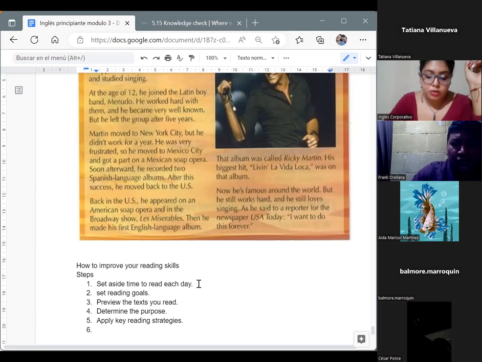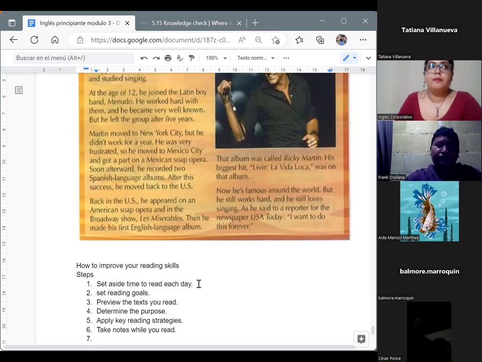Then, take notes while you read. Esto es bastante sencillo. Vamos a tomar notas mientras leemos. Puede que nos lleve mucho tiempo, ¿verdad? La lectura, sí, estamos haciendo estas notas, pero nos va a ayudar a entender mejor lo que leemos y tomar notas de ciertas partes. Y se nos va a quedar porque hay frases que nos llaman la atención, las anotamos, las escribimos y después se nos queda y decimos, esa frase la puedo utilizar en mi vida diaria.